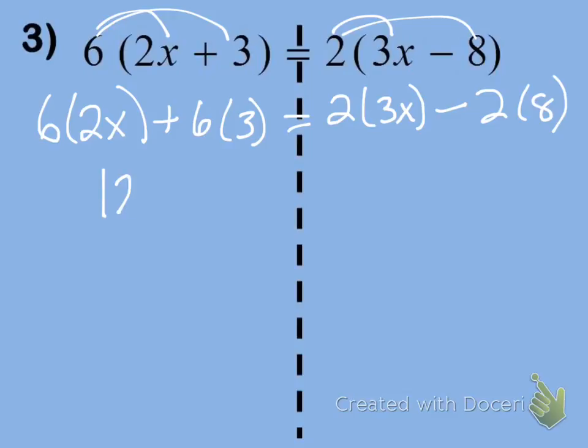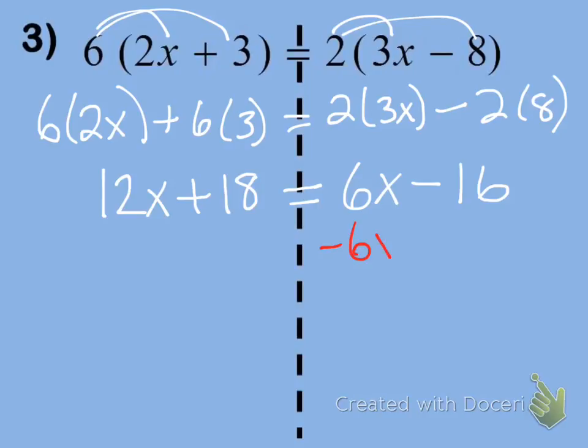That is 12x plus 18 equals 6x minus 16. I don't really see any like terms on the same side of the equal sign, so I can try to get my x's together. How am I going to do that? We're going to subtract the 6x. You could subtract the 12x. You'll just end up with some negative signs. I like to avoid those when possible.